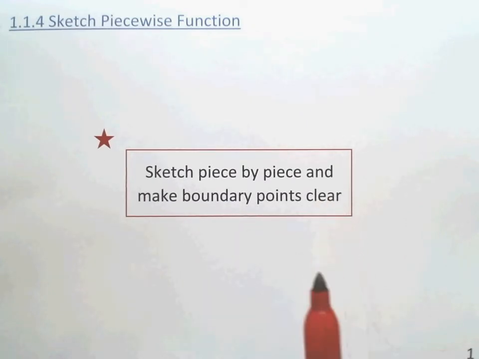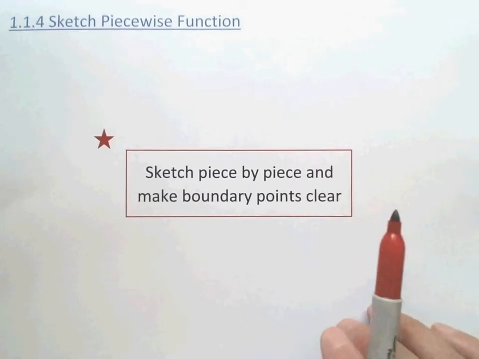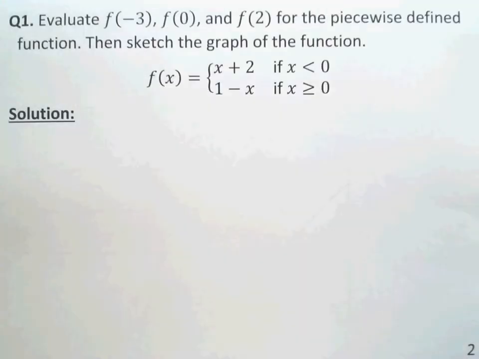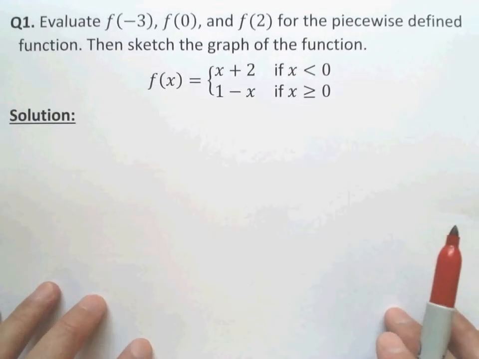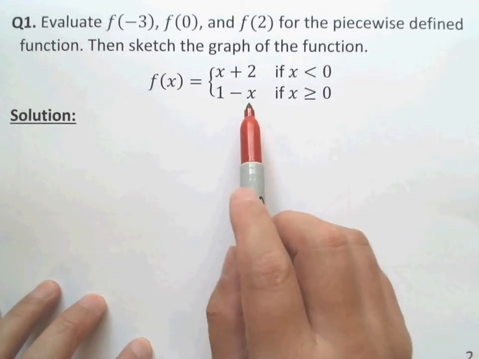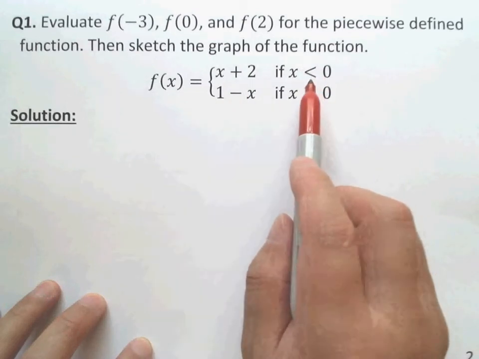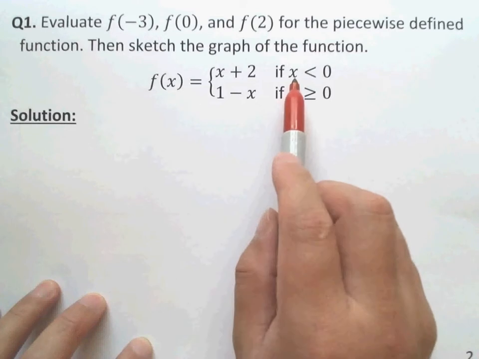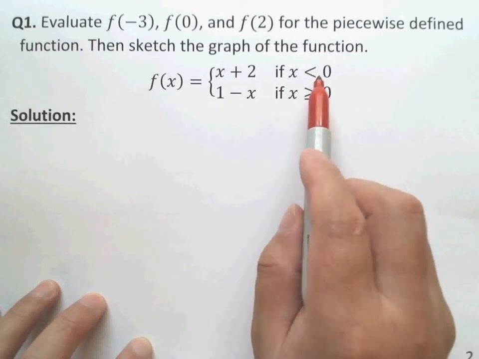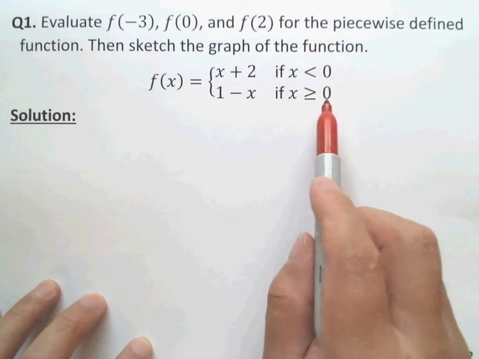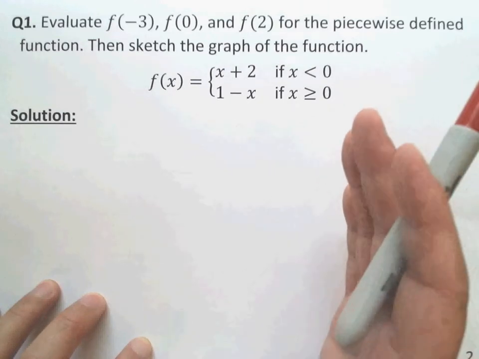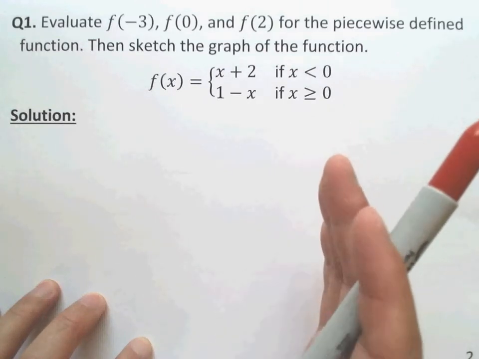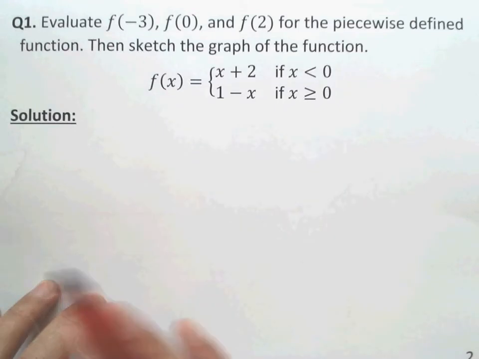I'll just show you one example. We have the function shown here. Two pieces, right? The first piece is from negative infinity to 0, which means x less than 0. The second piece is for x greater than or equal to 0. The y-axis cuts the graph of the function into two pieces.